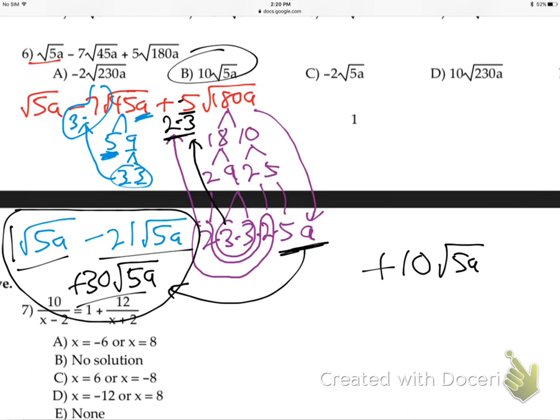Good? Question about, you good with the 30? Yeah, because 6 times 5, 2 times 3 times 5? Good, we all well? No questions on that one? All right.